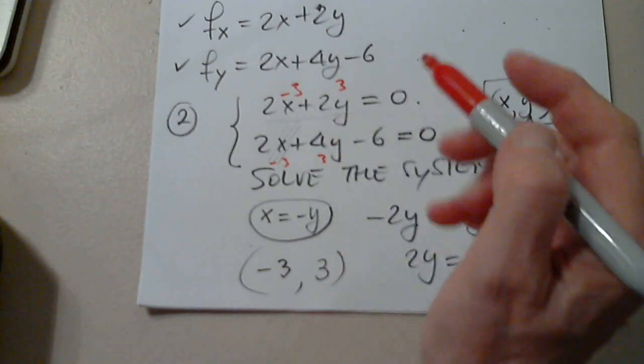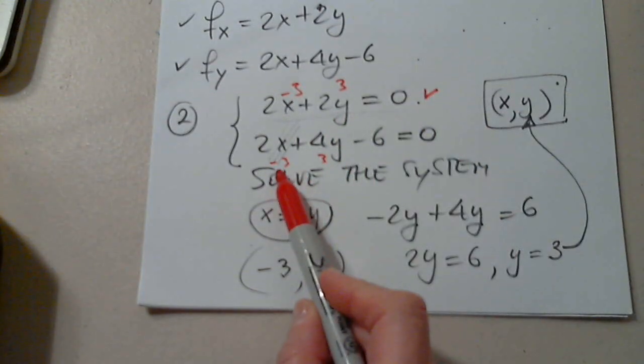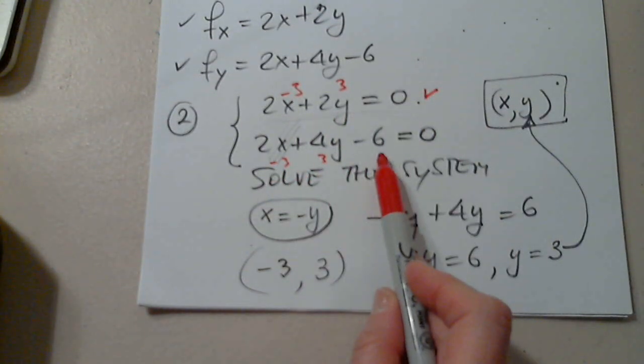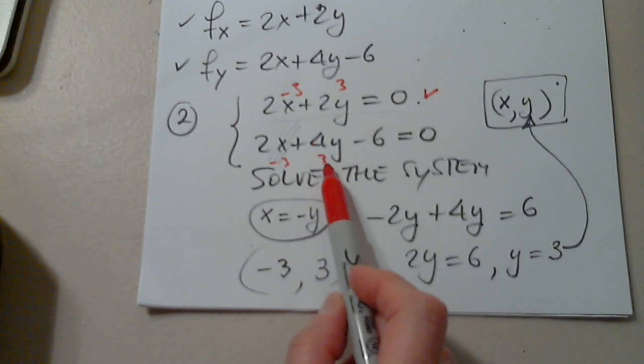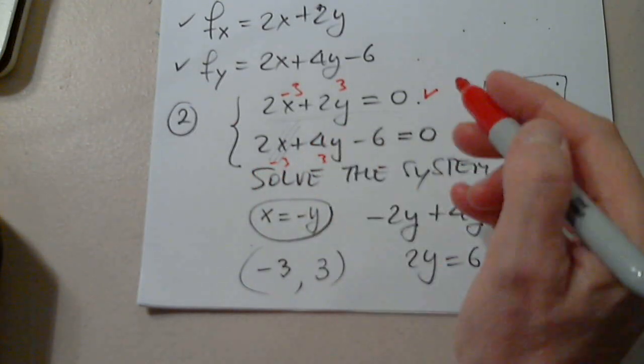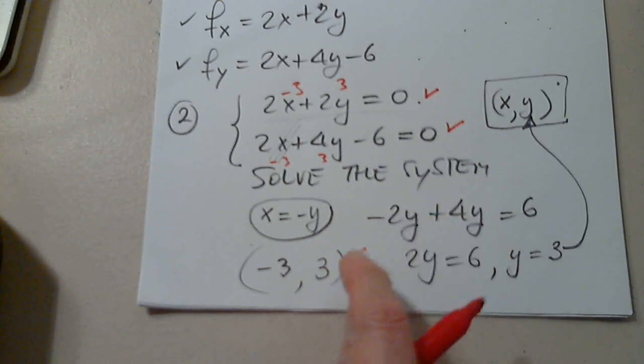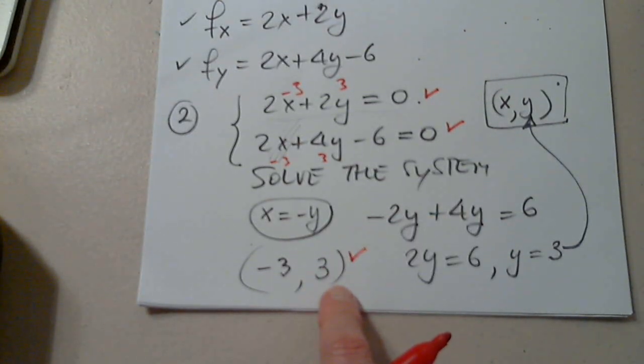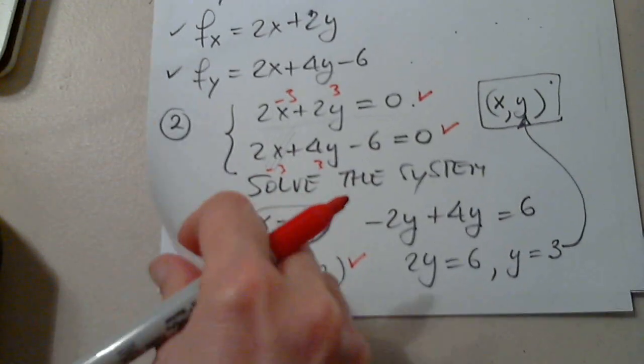Negative 6 plus 6, correct. Negative 6 minus 6 is negative 12, but 4 times 3 is 12. Negative 12 plus 12 is 0. So now I know that this is the correct solution and the only solution of the system. Perfect. Moving on to step 3.